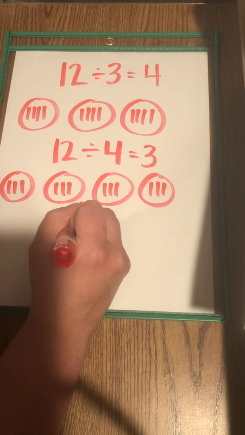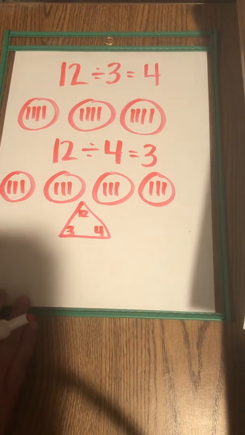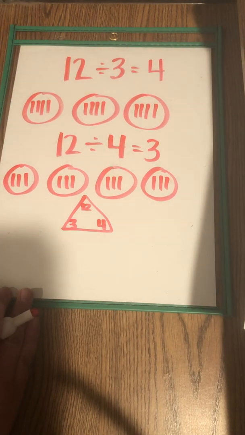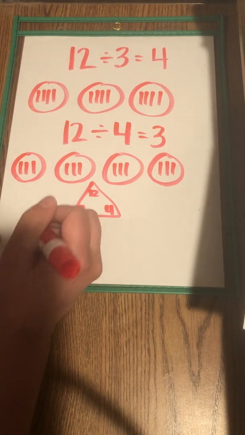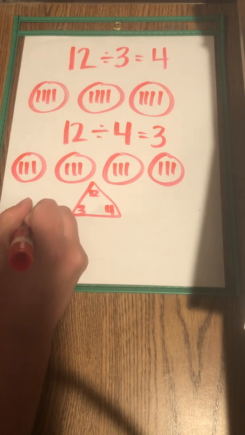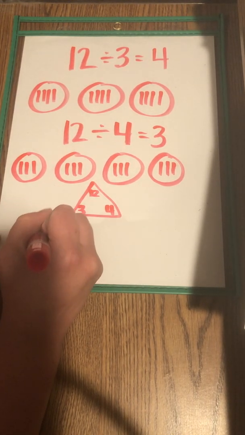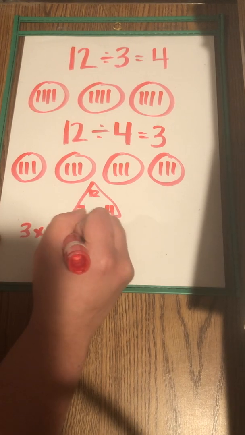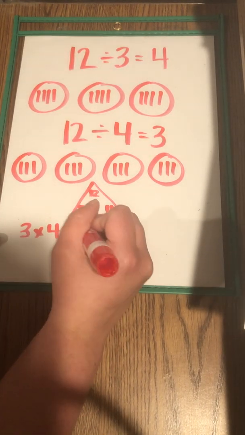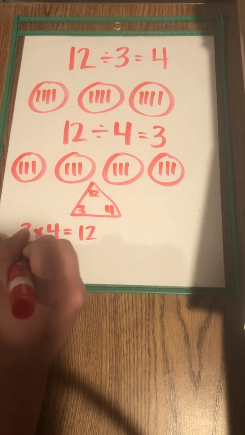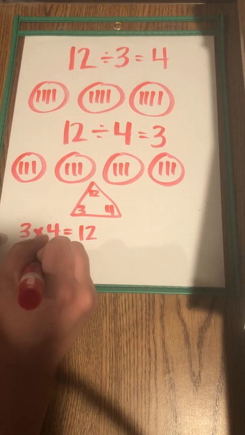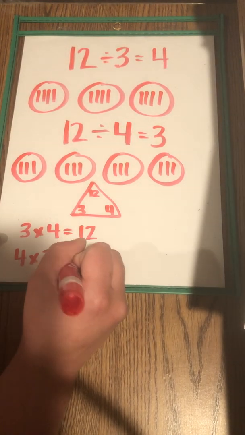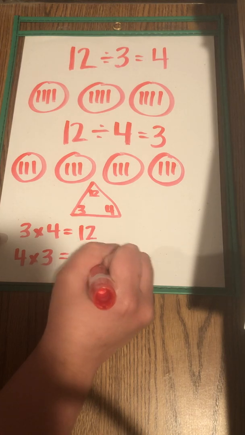Okay, let's make our triangle. 12 goes up here. I've got 3 and 4 down here. So for multiplication, I have 3 times 4 equals 12. And 4 times 3 equals 12.